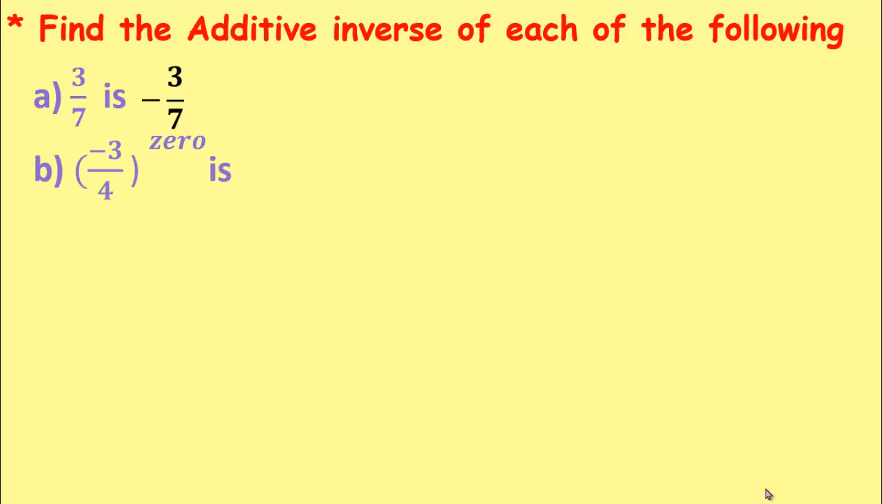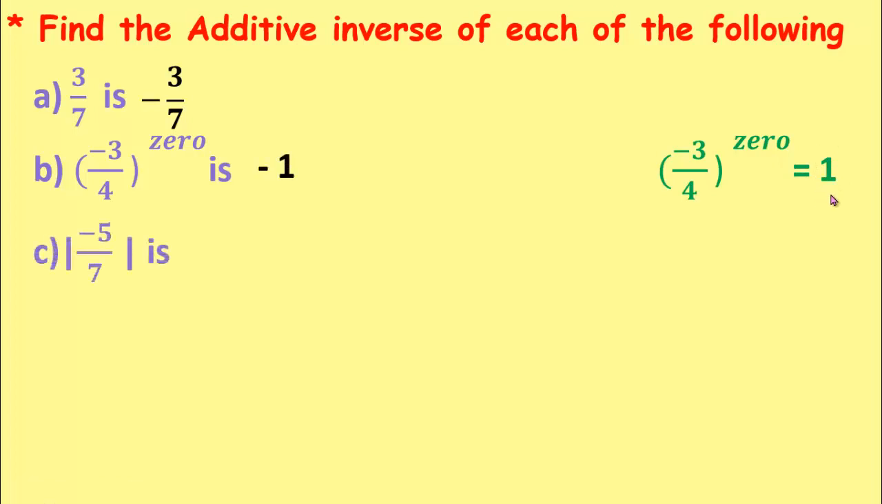Let's go for number B. Negative 3 over 4 all to the power of 0. What is the additive inverse of this number? First, we studied before that any number to the power of 0 is equal to 1. So, negative 3 over 4 to the power of 0 is equal to 1. What is the inverse of 1? The inverse of 1 is negative 1.